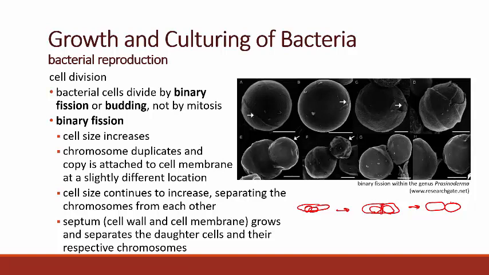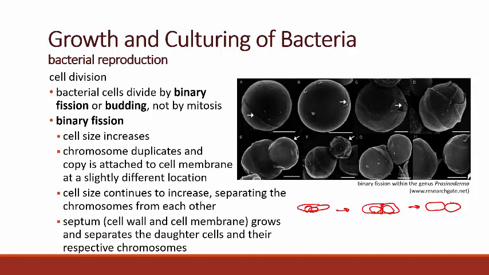But the big thing to keep in mind is that once the chromosome divides, the new chromosome is attached in a slightly different location, so that as the cell grows, the chromosomes grow apart from each other. So they're found now in two distinct regions, and then all it takes is new chunks of cell wall and cell membrane to divide the two bacteria from each other.